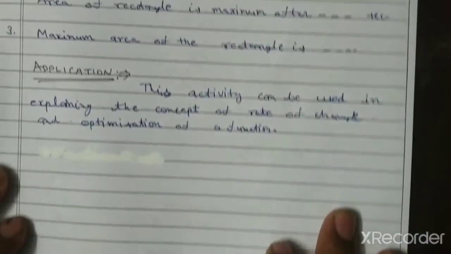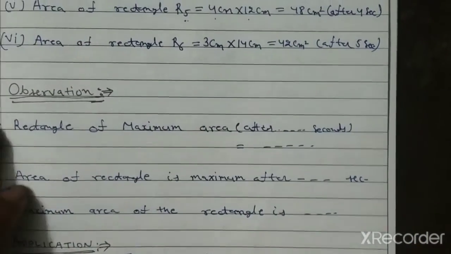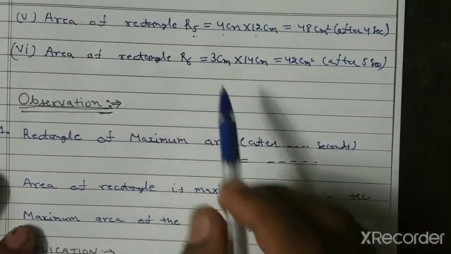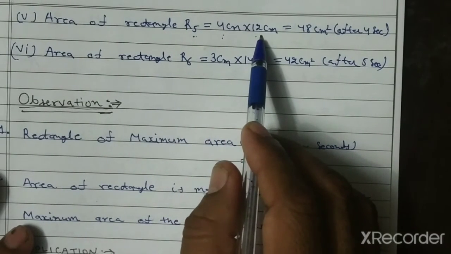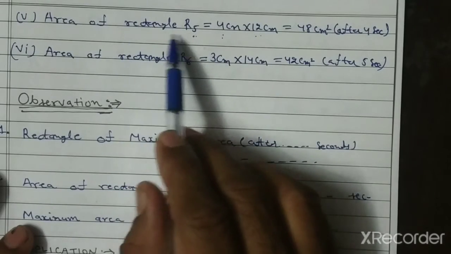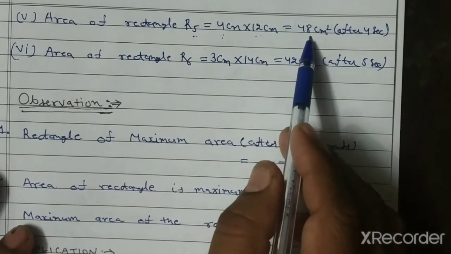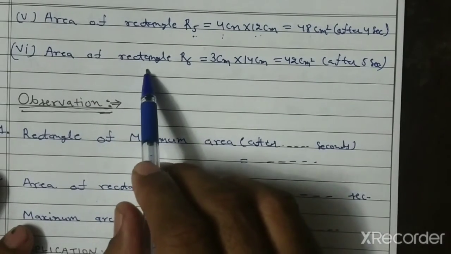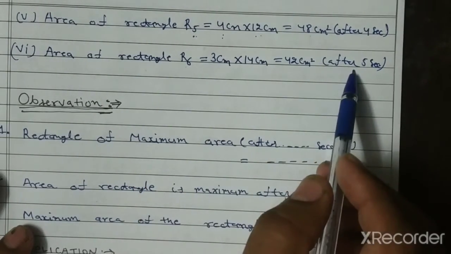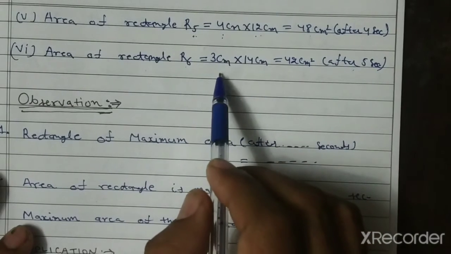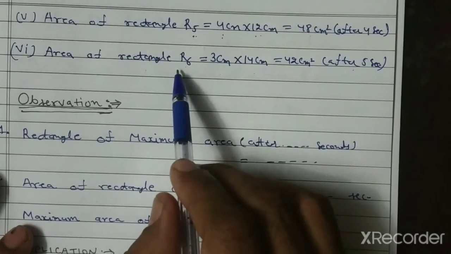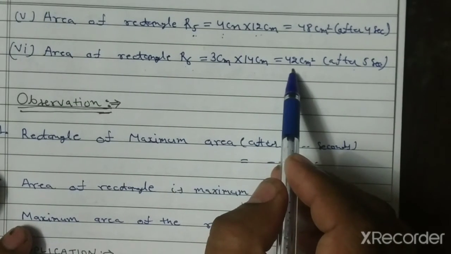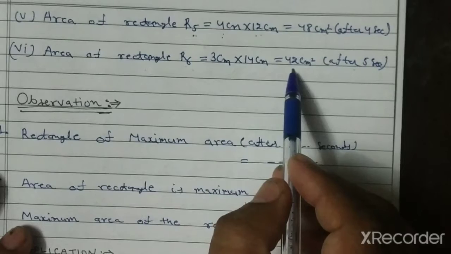Similarly, after 4 seconds, length becomes 4 and breadth becomes 12. So the area of rectangle R5, 4 into 12, is 48 cm square. And for rectangle R6 after 5 seconds, length becomes 3 and breadth becomes 14, and the area of rectangle R6 is 42 cm square.